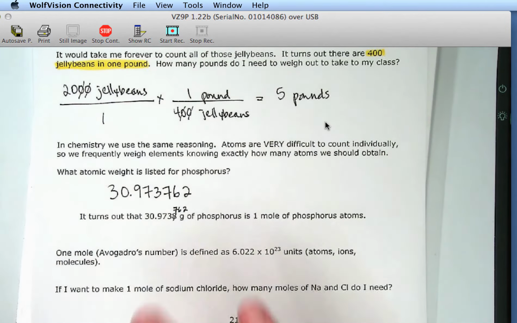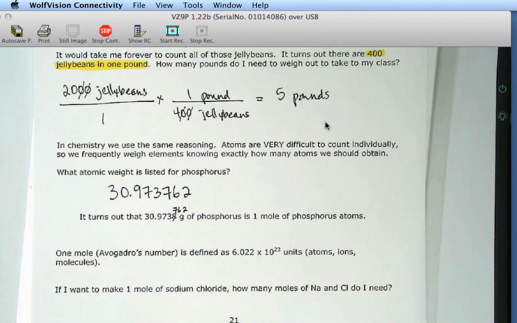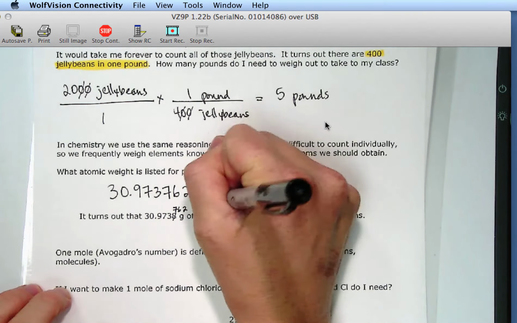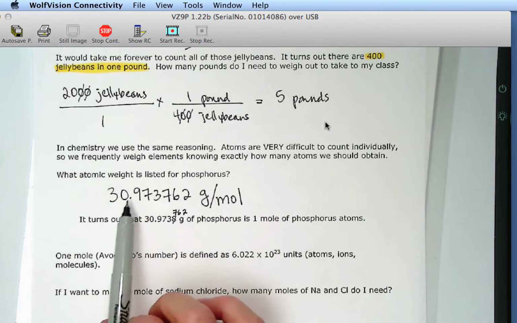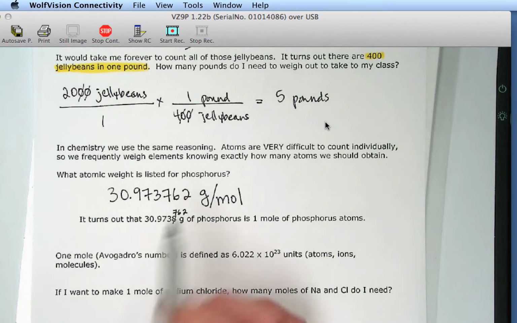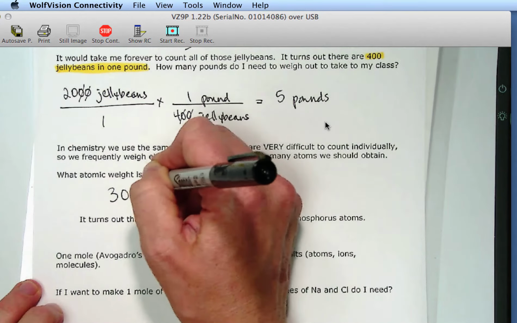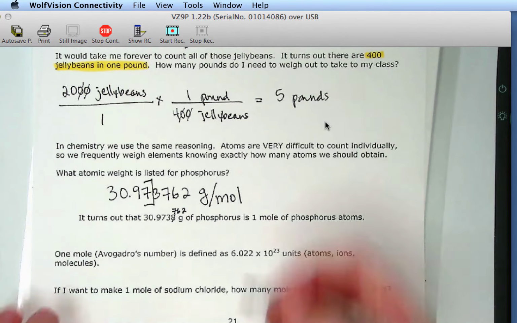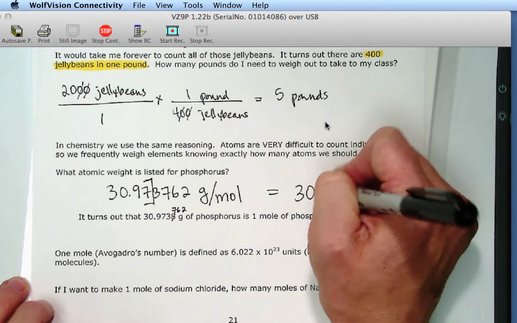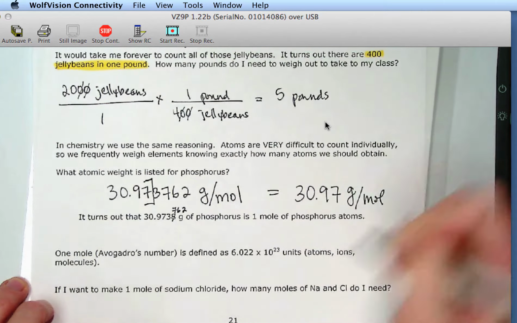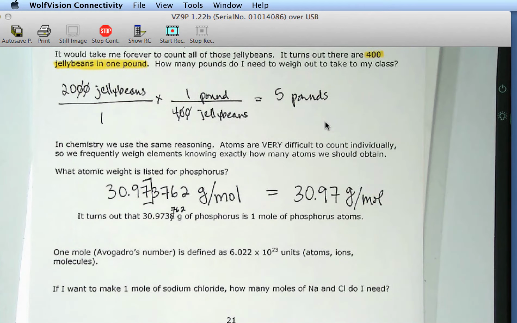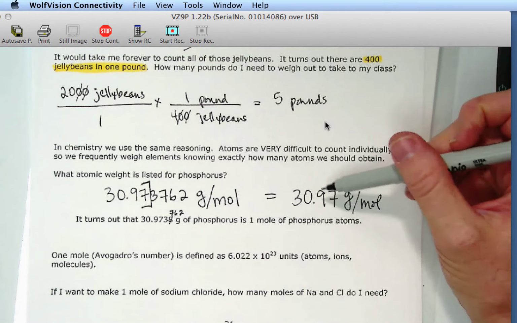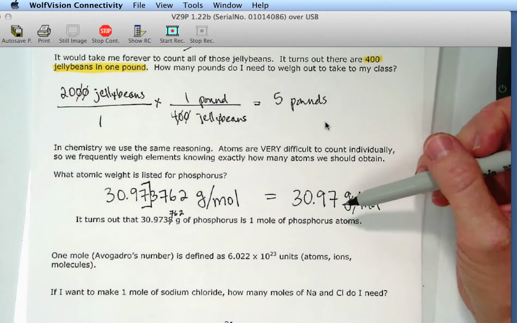So when you pull this atomic weight off your periodic table, put units on it of grams per mole. That makes sense? So grams per mole. And you don't have to carry all these decimal places because it would be very confusing. I am happy when you're looking at atomic weight or molar mass if you just say 30.97 grams per mole. So instead of having to count out all these atoms, you could just weigh them and you know that's 1 mole.